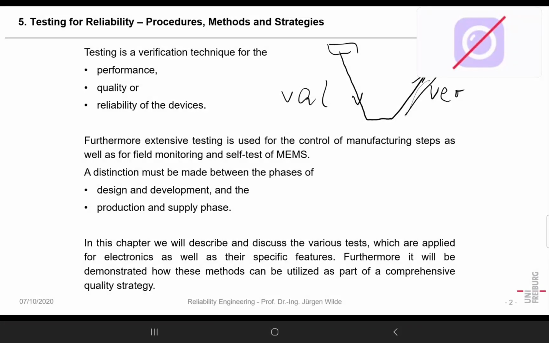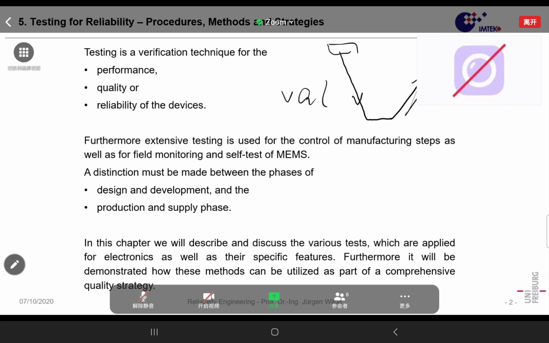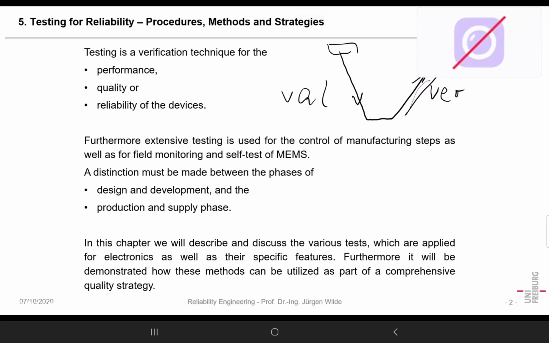are in the pre-design phase. And here also testing is necessary. Testing is necessary to look at what the performance is of a device or a system, what the quality is.